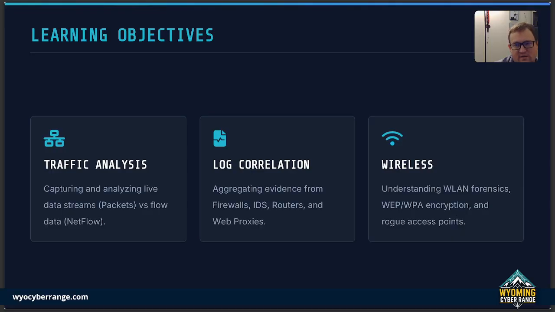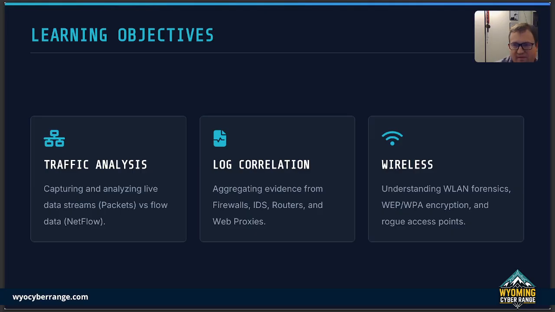Now, our learning objective for this module is going to cover 4 primary domains. First is going to be traffic analysis. You need to understand the critical differences between capturing live, full data stream packets versus capturing a summary of data flow, otherwise known as NetFlow. Second is going to be log correlation. We'll discuss how to aggregate and parse evidence from multiple network choke points, including firewalls, intrusion detection systems, routers, and even web proxies. Third is going to be wireless security.